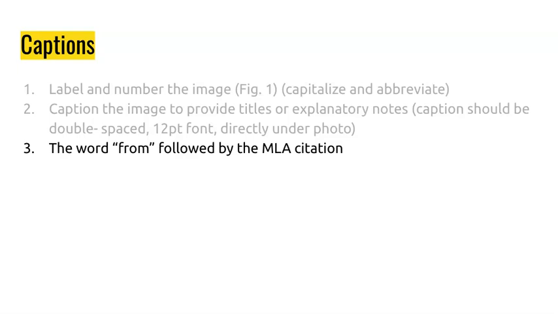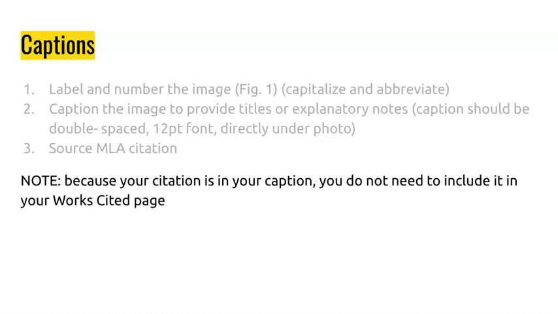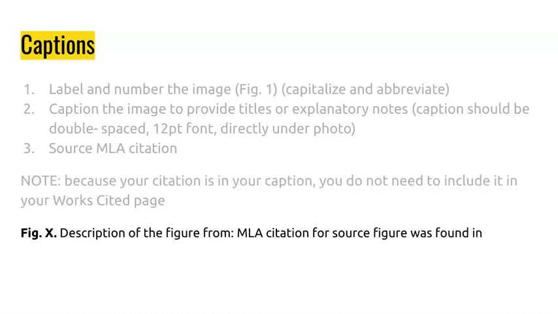And then you're going to include the word from, followed by the MLA in-text citation. So it's going to look kind of funky because you're going to include a full caption there, but that's what MLA's rules are. Because your citation is in your caption, you do not need to include it in your works cited page for your final paper. Keep that in mind. And here's an example of the formula of what I'm looking for in your caption. So Figure 1, 2, 3, 4, etc., followed by a period, your description of the figure, the word from, a colon, and then the MLA citation.